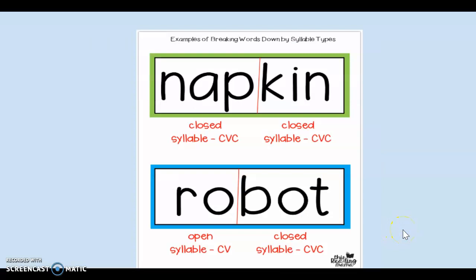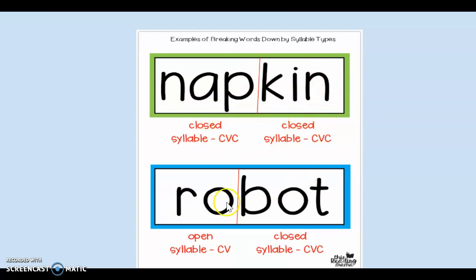Let's look at two more words. Here's the word napkin. Okay, now we're going to talk about how to divide these based on the patterns. But if I were to look at here, you see how they broke it down by two syllables, napkin. We know that these are both consonants, which means that these vowel sounds are short.